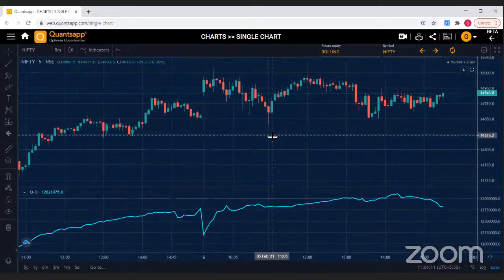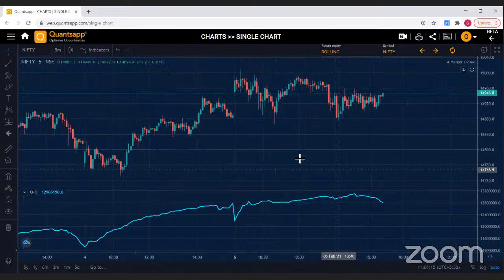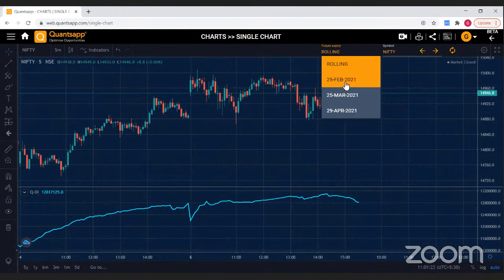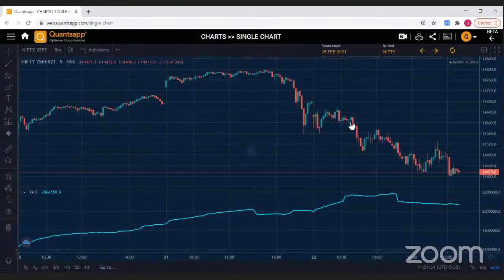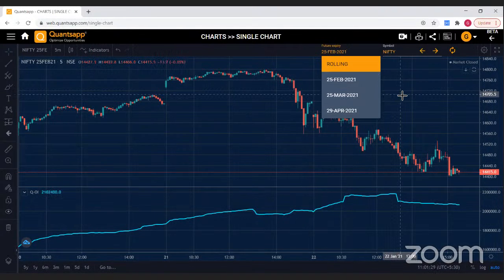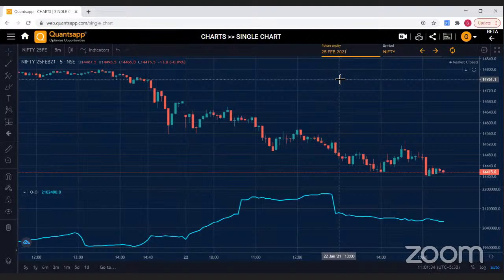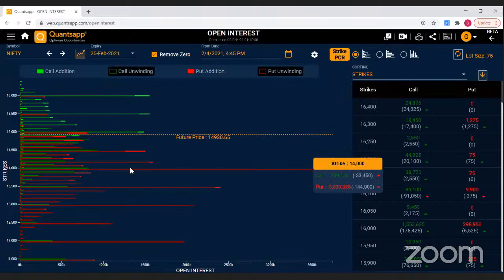So this is the chart where I can easily jump from a particular tool to charts. I can select the rolling future, so the next three futures which are active right now. So this is how I can see. That was just a chart where you can shift from a particular tool to the chart section.